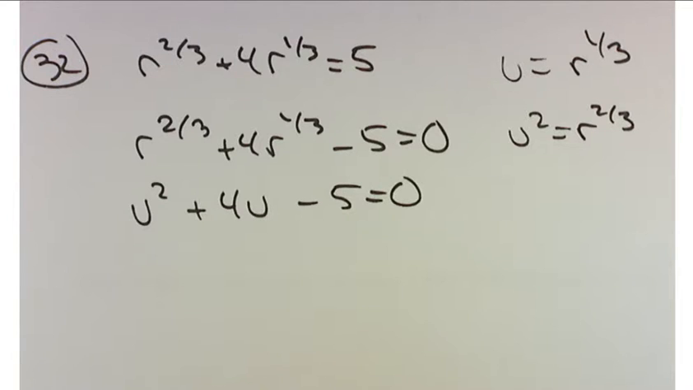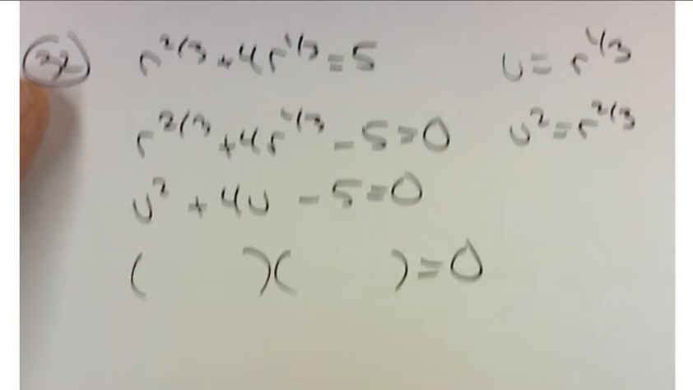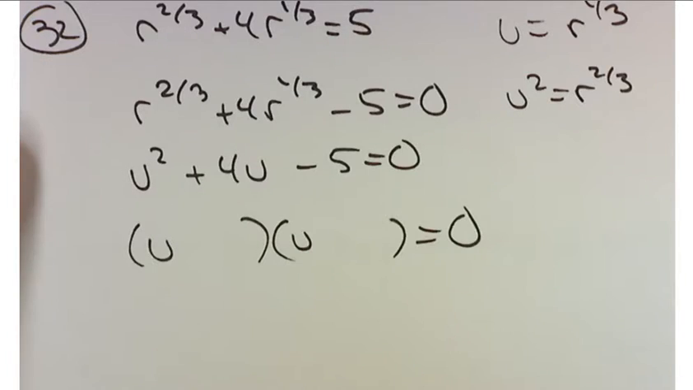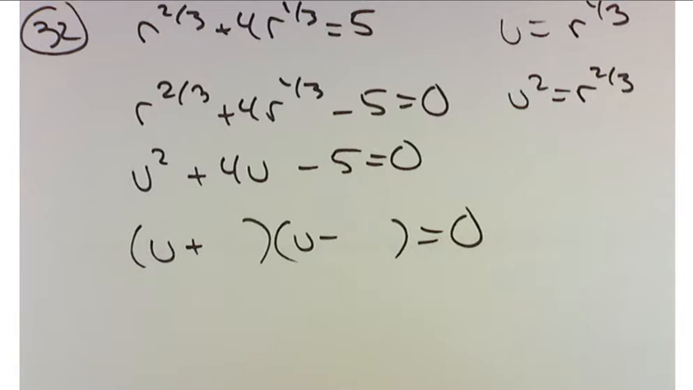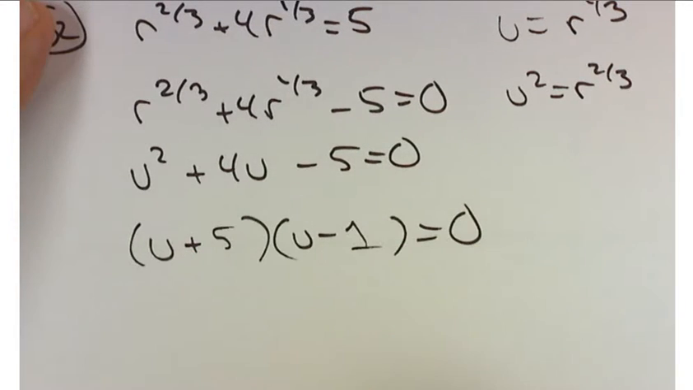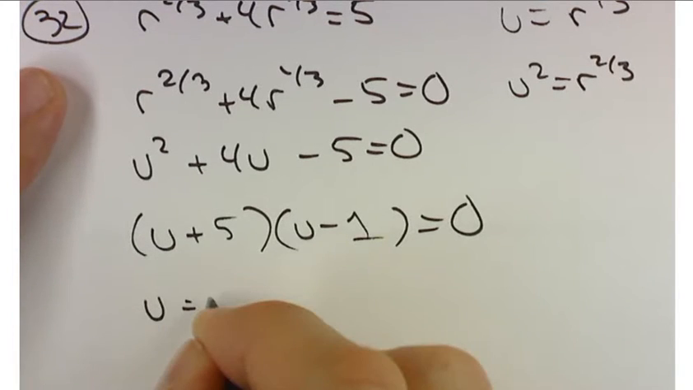Lisa, does this factor? Probably. All right. You can give it a shot. I'll start you out. U and a U. I'm so generous. One has to be positive, one has to be negative. All right, so positive 5 and minus 1. What are our two solutions then? Good. U equals negative 5 and U equals 1.